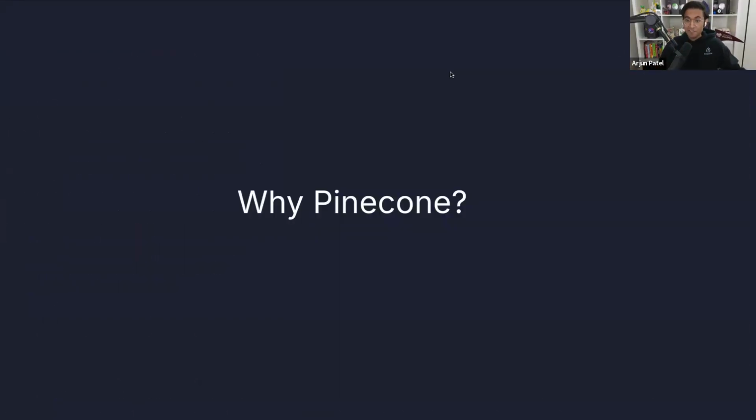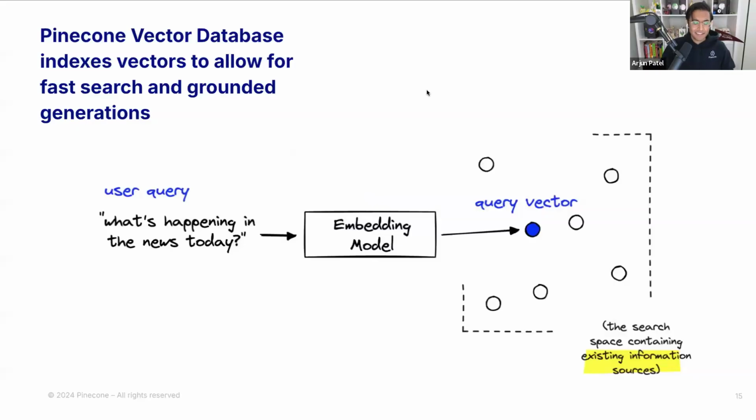So first, why should you use Pinecone when you're building this sort of stack? Pinecone is a vector database that lets you index vectors to do this fast semantic search at scale. So you'll have your input query. You want to embed that query in some vector space that's going to be the same as all the documents that you've represented already. And Pinecone lets you do this extremely quickly at scale.